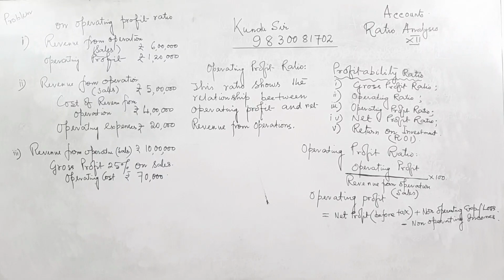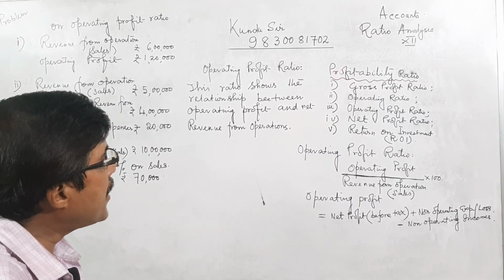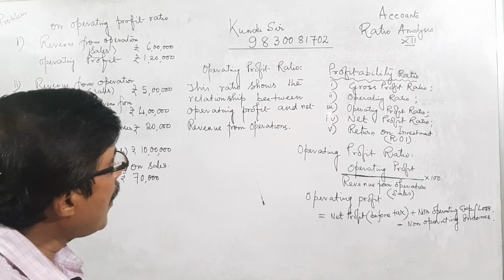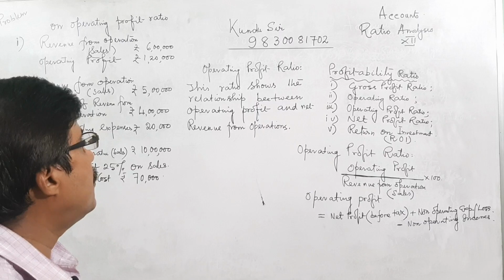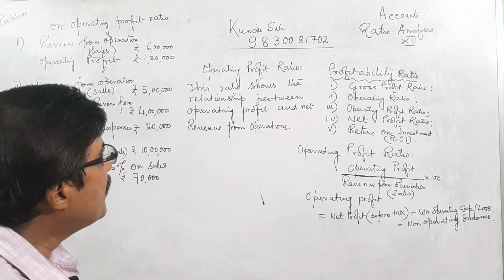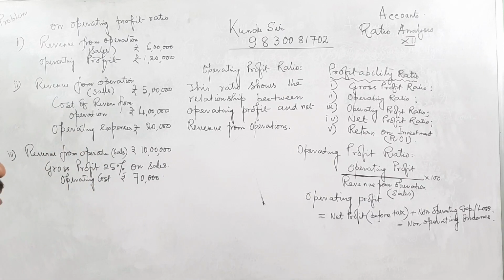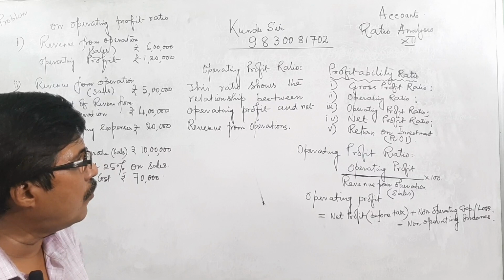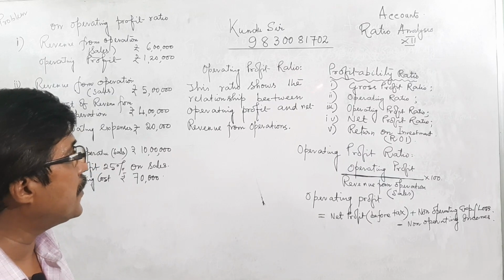Dear students, learners, now I am going to start the profitability ratio. Under profitability ratio, I am now focusing on operating profit ratio. There are four types of ratio. One is liquidity, second is solvency, third is turnover or activity, and fourth is profitability.